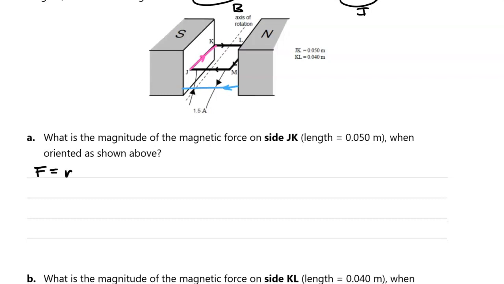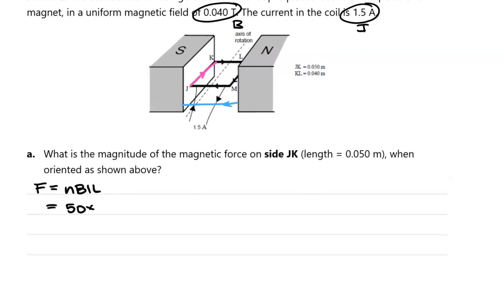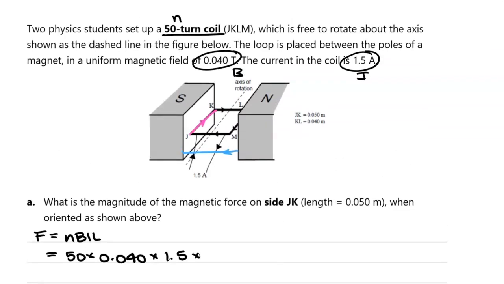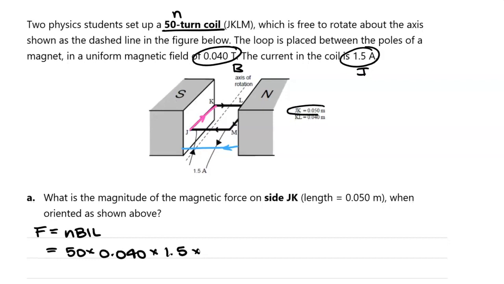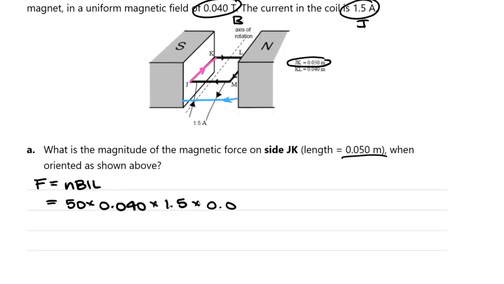So F is going to be equal to NBIL. If you like doing sine theta, you'd be substituting in theta is 90, which means sine of 90 will be 1. Then we're going to have N was 50. B, we were told in the question, was 0.040. Current was 1.5. And the length of that, JK, we're told there, 0.050. Calculating that, double check I get the correct amount. I get 0.15 newtons there.